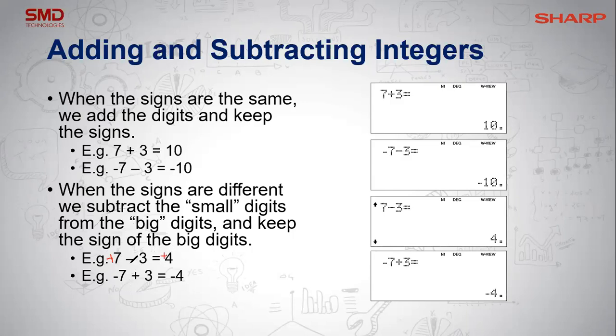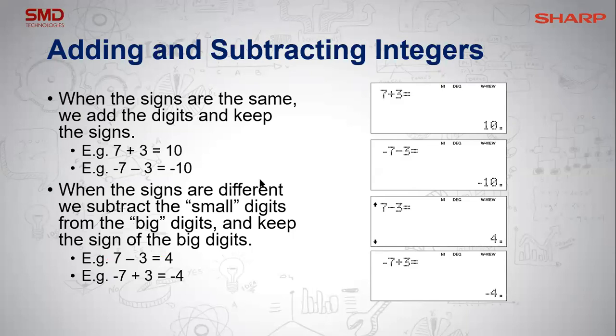If my big digit has a negative sign, again, I'm going to ignore the signs for a moment. I have 7 and I have 3, and my signs are different, so I subtract. So I'm going to say 7 minus 3 is 4, but the sign in front of my 7, the big digit, is a minus, so I'm going to put a minus here as my answer. So that's just a fun way to do integers.